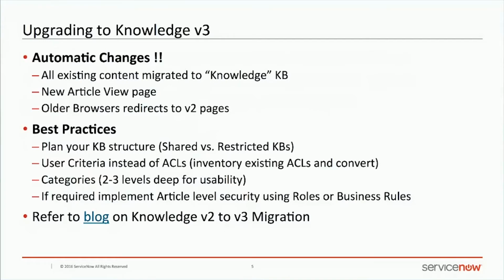Also, user criteria is implemented out of the box at the knowledge base level. So if you want to do access control at the article level, you can enable roles, which is hidden by default, or use business rules. We wrote a detailed blog about article level security. It's available on our community. If you are going this route, it is highly recommended to review that article.